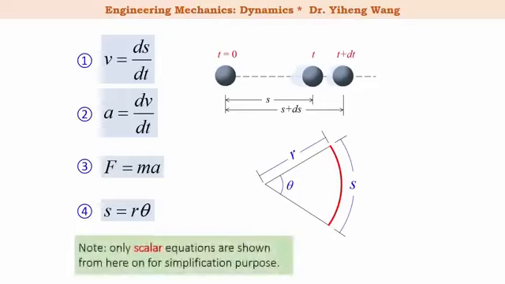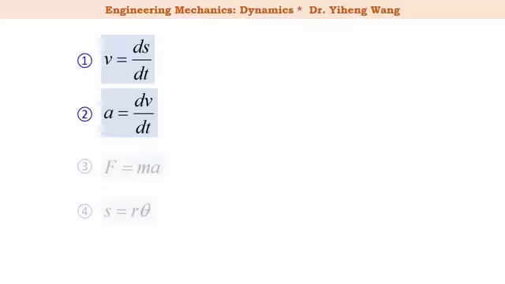Note that, again, only scalar equations are shown here and from here on to simplify the demonstration. We will learn the proper vector formulations later. The reason why I said I think these are the only 4 most fundamental formulas in this class is because most other formulas in this class can be derived from these 4. For example, if you combine these 2 equations by canceling out dt, then you get the third kinematic equation.